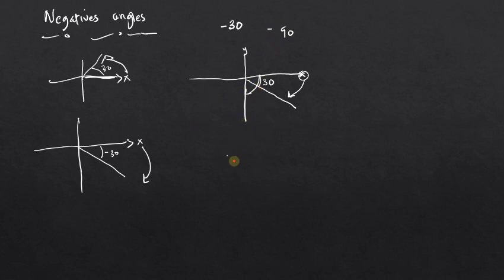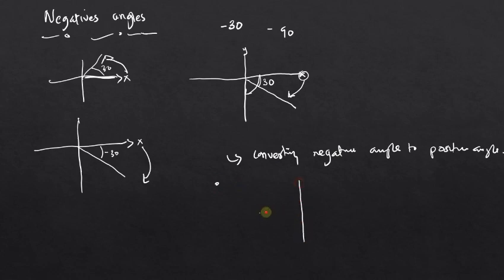Now the next thing I want to talk about is converting a negative angle to a positive angle. So to convert a negative angle to a positive angle, first you can draw the angle itself. So let's deal with the negative 30 that we drew over here. Negative 30 will be at this side, right? This is the negative 30. And when you talk about this angle, this is negative 30 degrees.